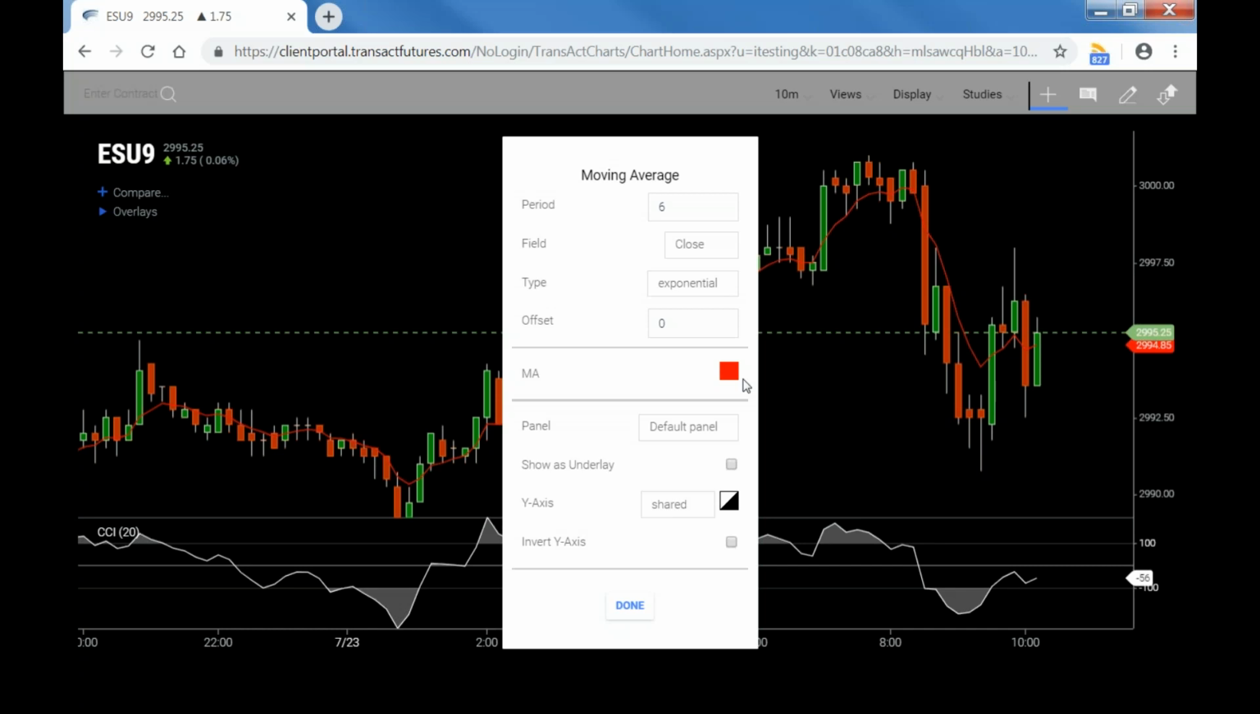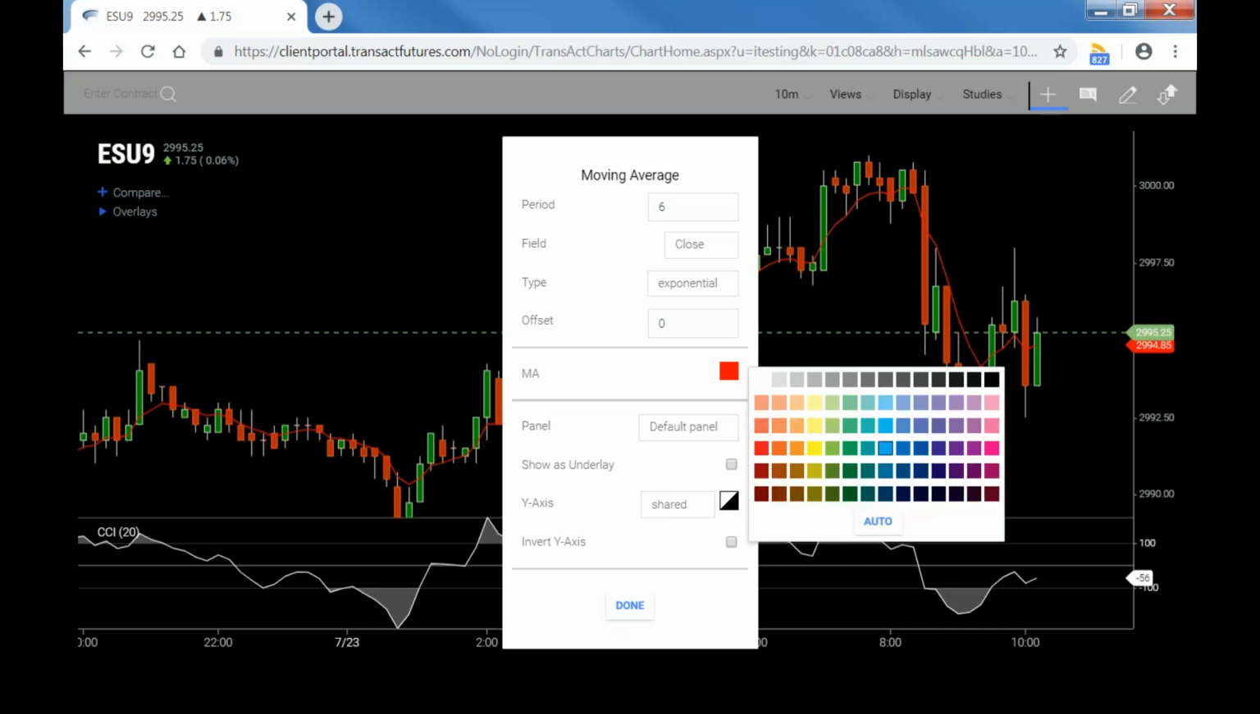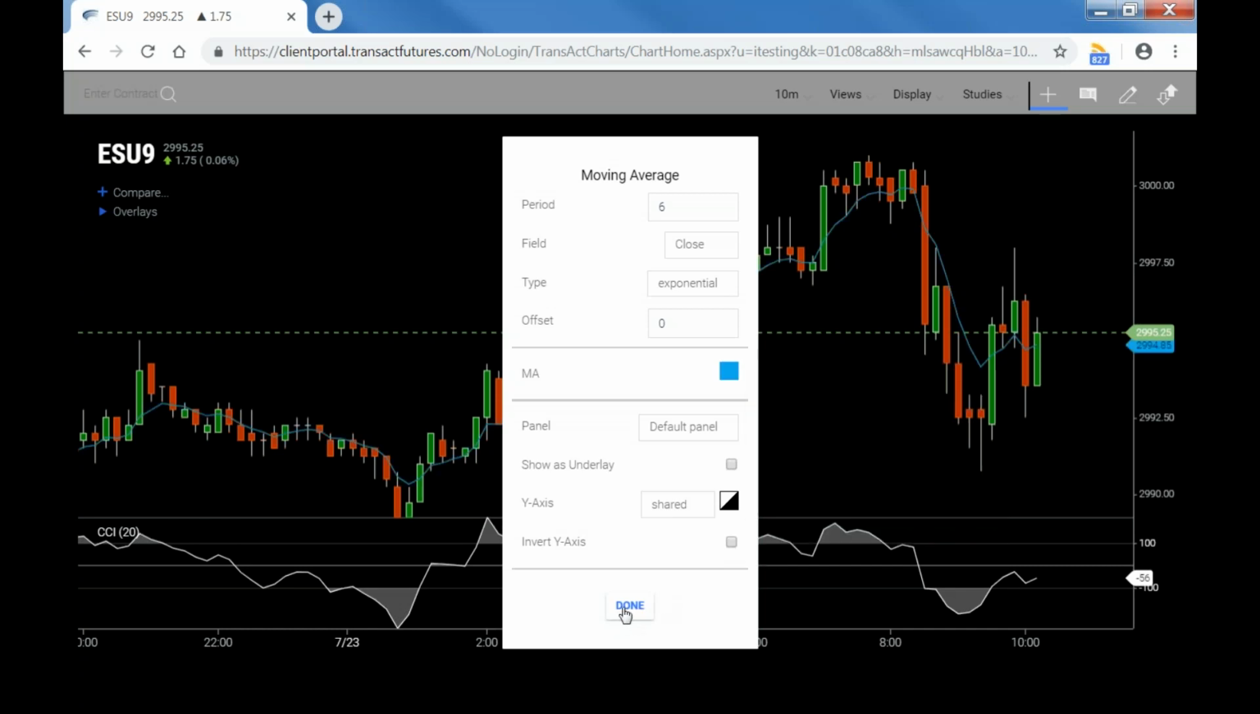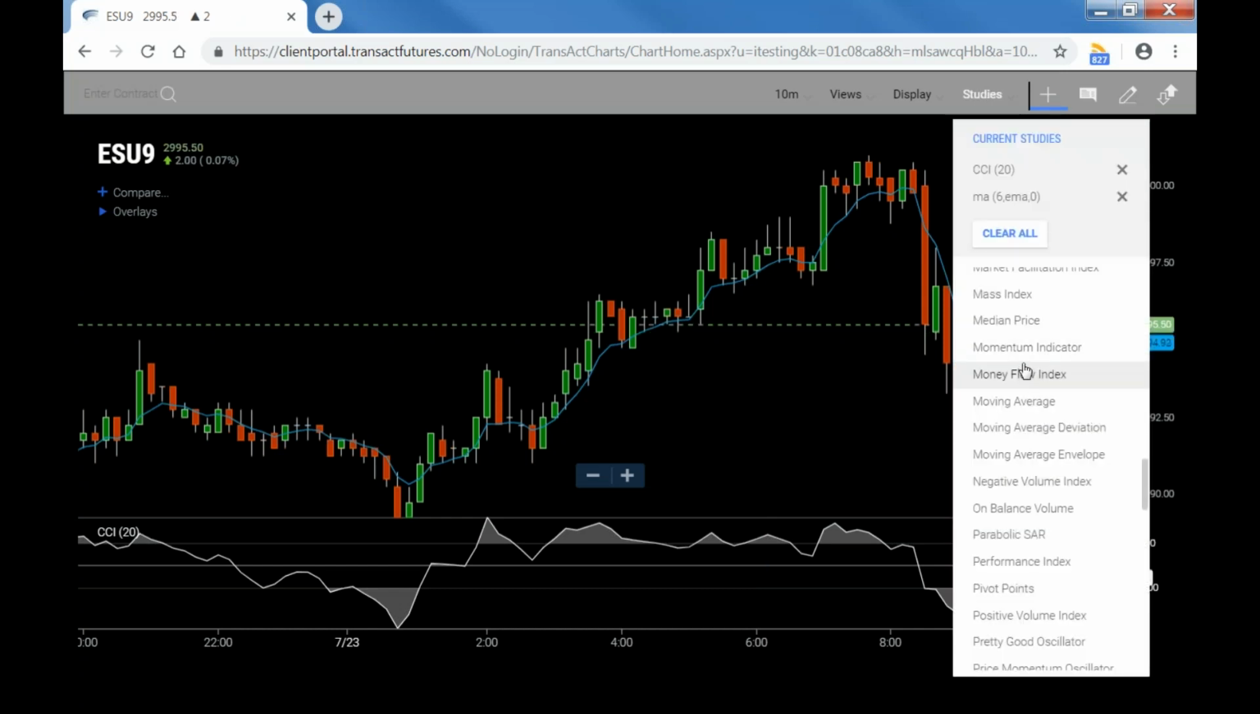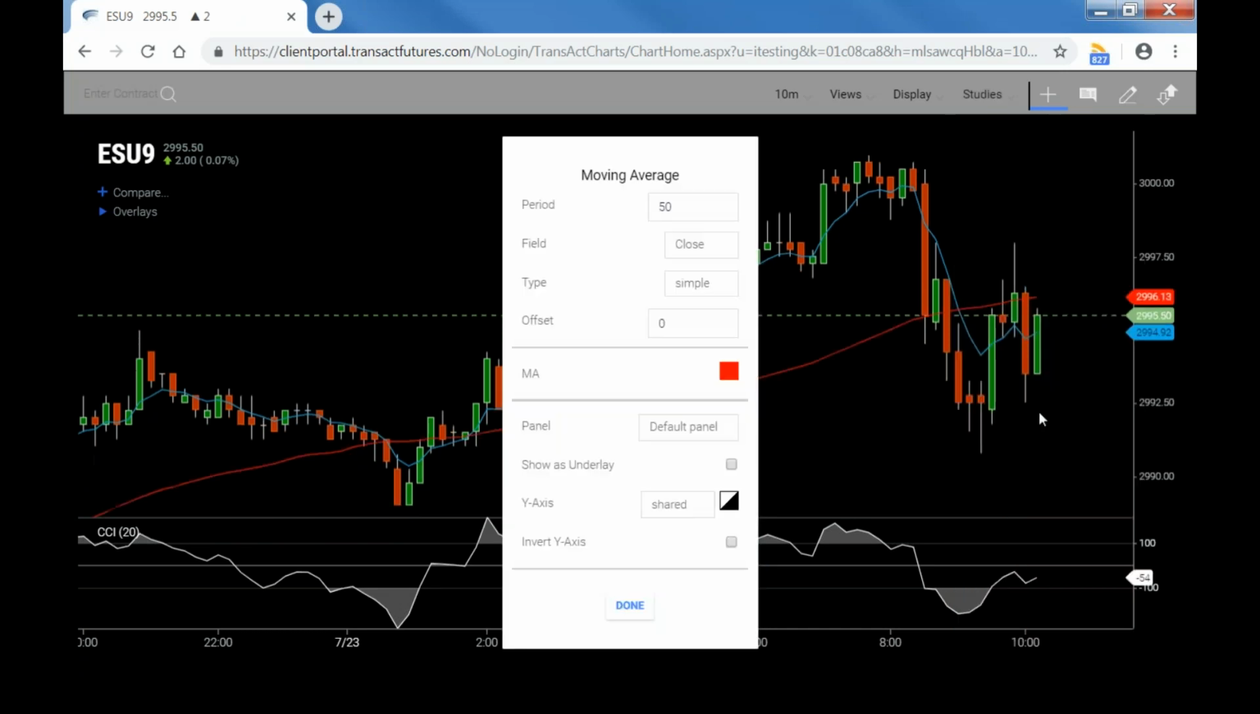Moving average. Sorry. Let's make it light blue. I've got a black background. And we'll make the next one yellow. So let's go back to studies. We'll have the second moving average. So we have a cross, right? A fast one and a slow one. And I'll just go ahead and do moving average.